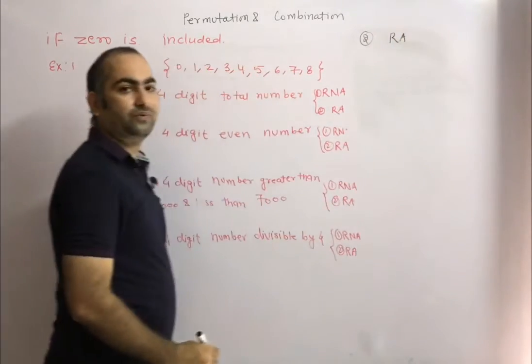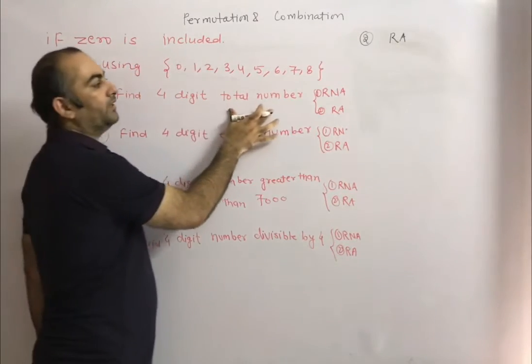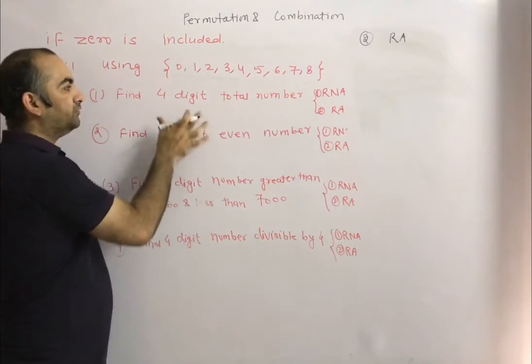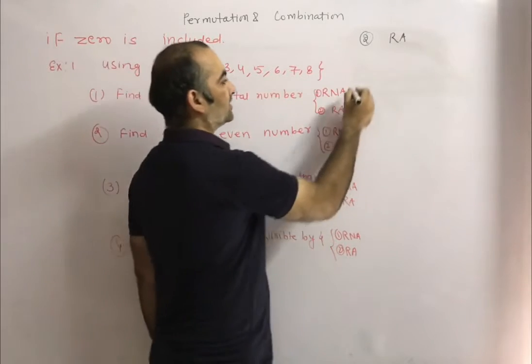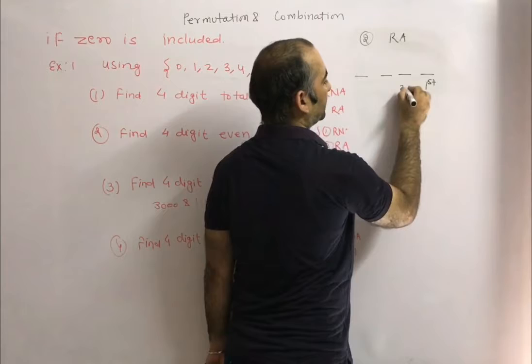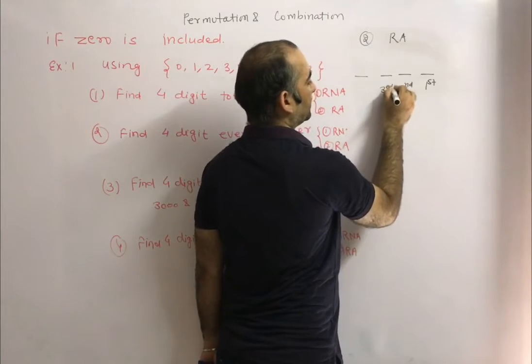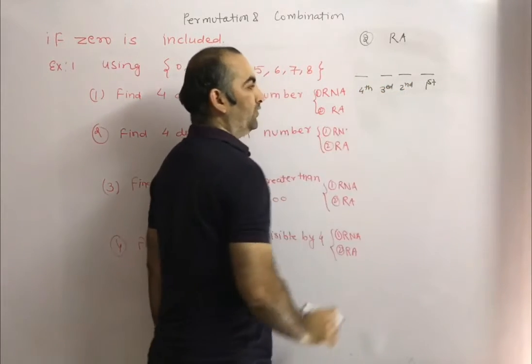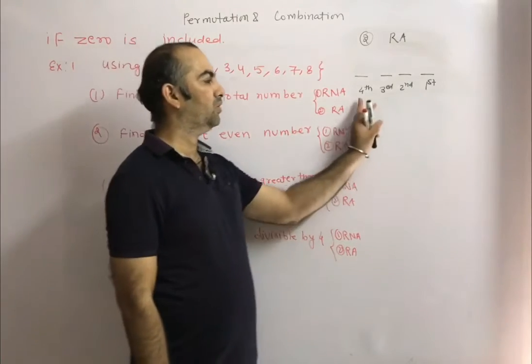Here also we want a 4-digit total number where repetition is allowed. So we want a 4-digit number. That means you are taking 4 places: 1, 2, 3, 4. This is the first place, this is the second place, this is the third place, and this is the fourth place. You want a 4-digit number, that means you have to fill all the 4 places.